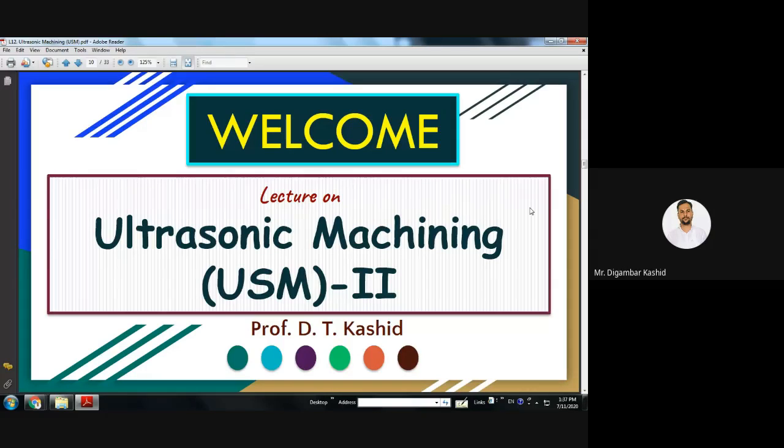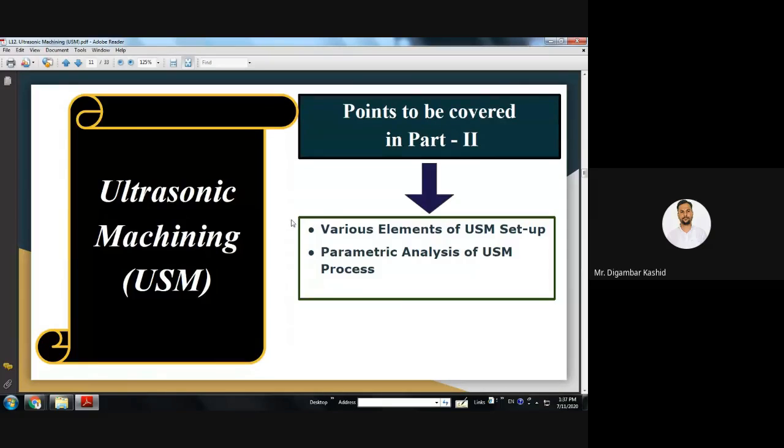So, welcome, all, to another lecture on ultrasonic machining. In the last lecture, we saw the working principle of ultrasonic machining. Then we discussed the block diagram of the USM process, as well as what ultrasonic is. Today we'll start with the setup, or various elements of the USM setup, and we'll also discuss the parametric analysis of this ultrasonic machining process.